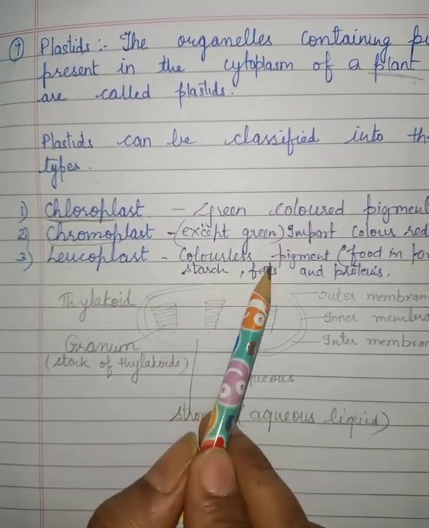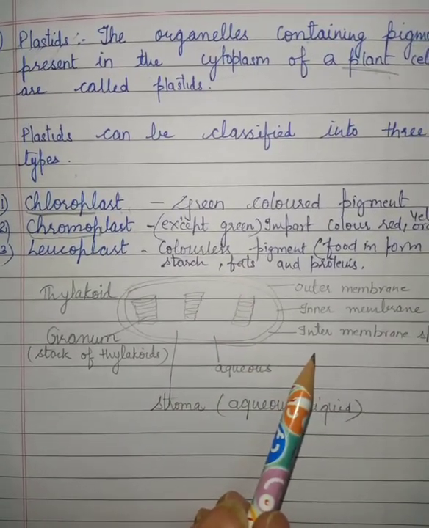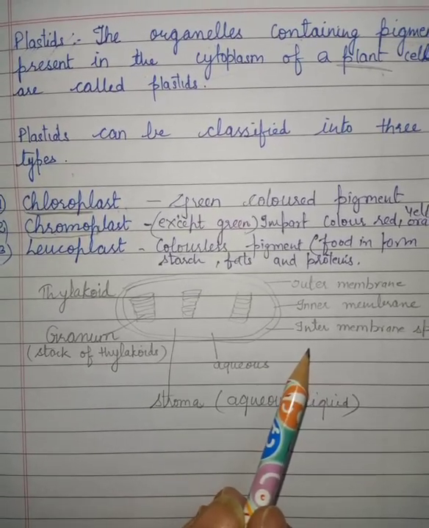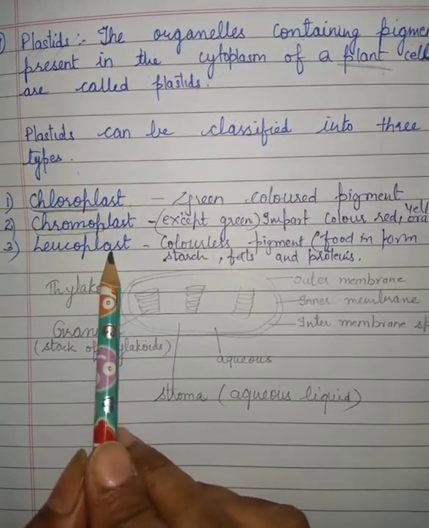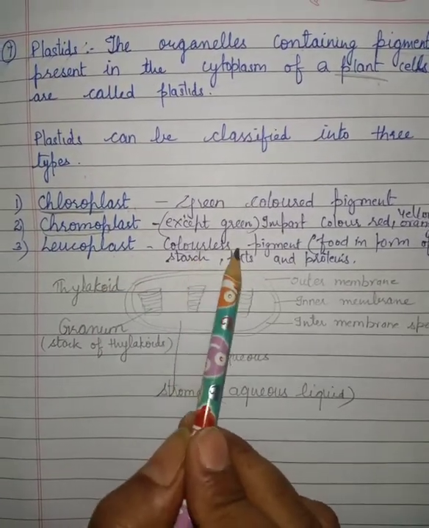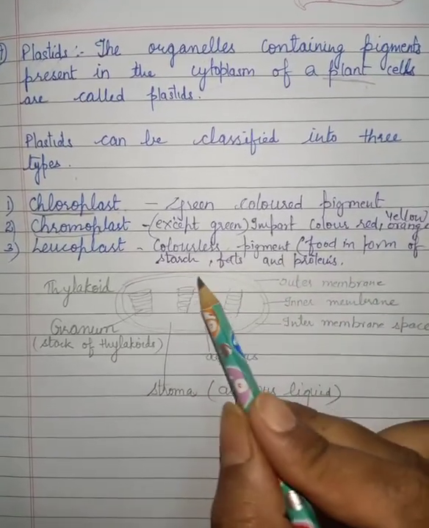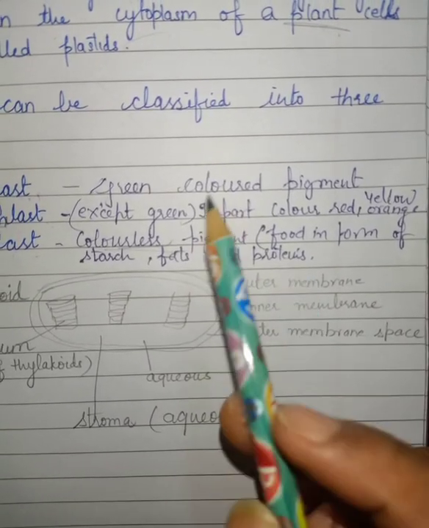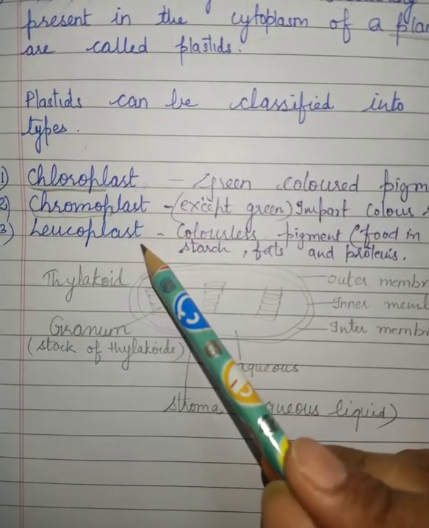Leucoplast, these are colorless pigment. Just like if we see a potato, it doesn't have yellow color, orange color, green color. But the potato stores food. So that is a leucoplast. It is a colorless pigment, and it is found in the form of food like starch, fats and proteins. So three types of plastids are there: chloroplast, chromoplast and leucoplast.